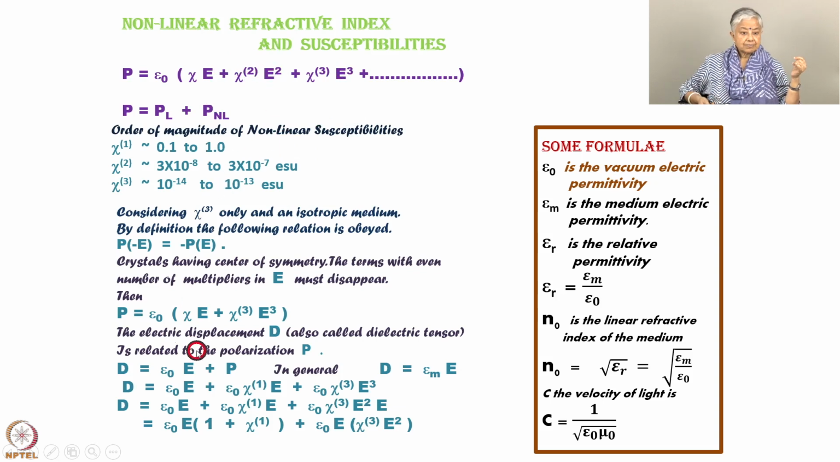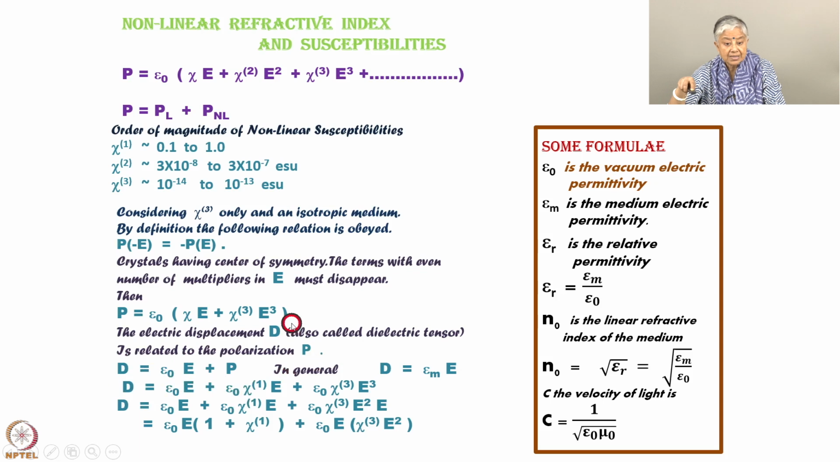Let us go ahead then. So, P is equal to epsilon 0 chi E plus chi 3 E cube. I have just put this here. Now, the electric displacement D, also called the electric tensor, is related to the polarization P as D is equal to epsilon 0 E plus P.